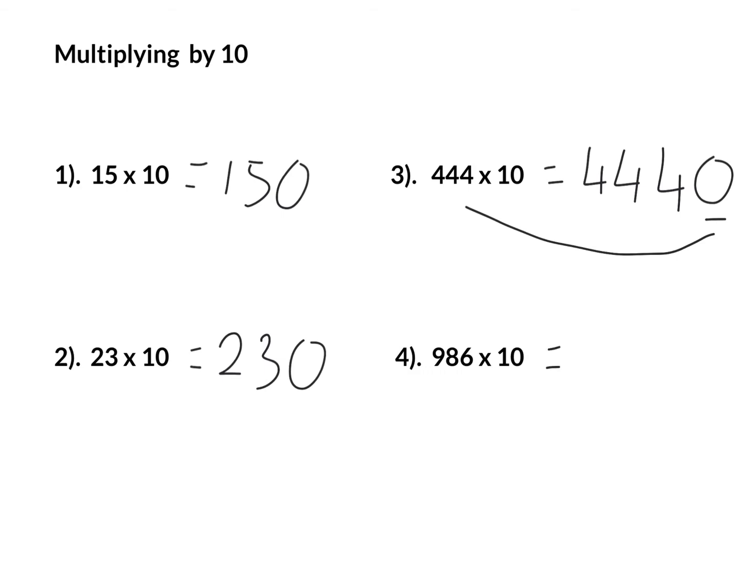986 times 10, well, 10 900s is 9,000. 10 80s is 800, 10 6s is 60. So if you combine all of that together, you get 9,860. And again, you can see the connection, the 0 at the end, to signify the number has been made 10 times bigger.